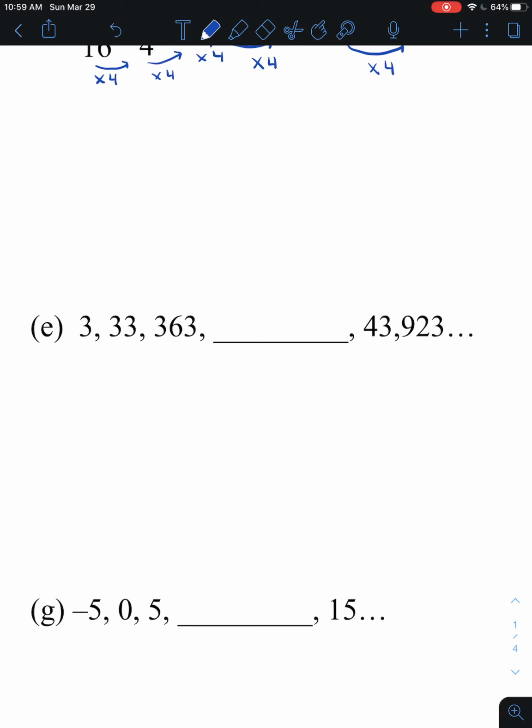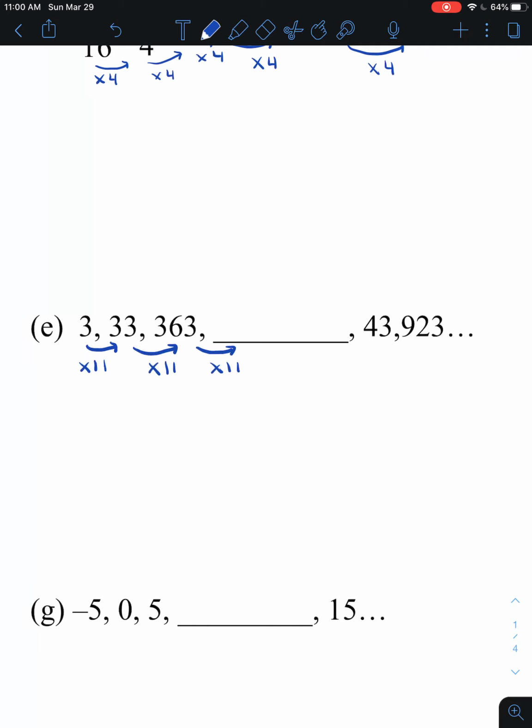Okay, now I'm going from 3 to 33. So I could be adding 30, but then 33 plus 30 is not going to get me to 363. So let's think multiply. 3 times 11 is 33. So now everyone try 33 times 11 in your calculator. I don't expect you to be able to do that just off the top of your head. That's going to get you 363. So this pattern is multiply by 11.